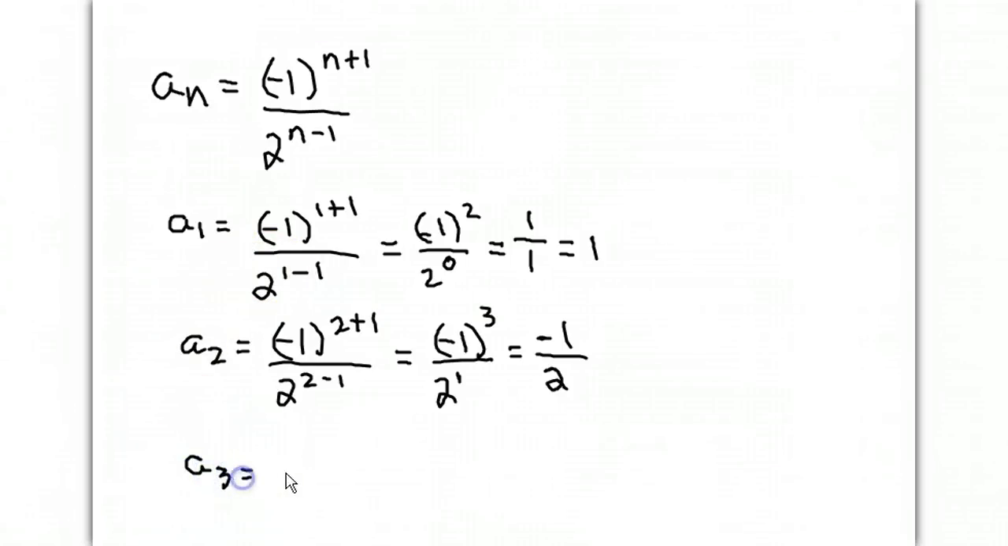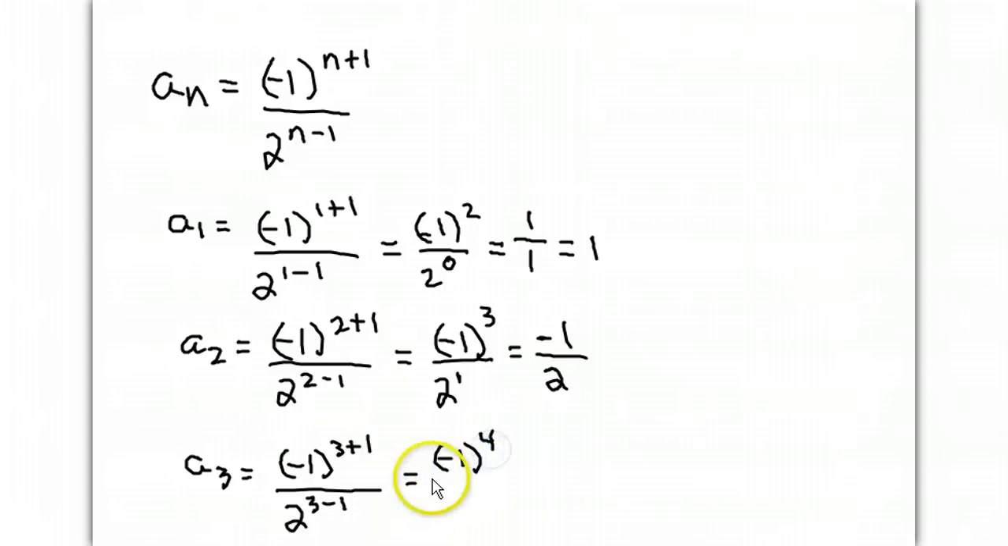a3, everywhere you see an n, you replace it with a 3, so you have negative 1 to the 3 plus 1 divided by 2 to the power of 3 minus 1. Negative 1 to the 3 plus 1 is negative 1 to the fourth power. And 3 minus 1 is 2, so this would be 2 to the second. Negative 1 to the fourth is negative 1 times negative 1, 4 times. Any even number of negatives you multiply will always be positive. So this will come out to positive 1. And 2 squared will be 4.